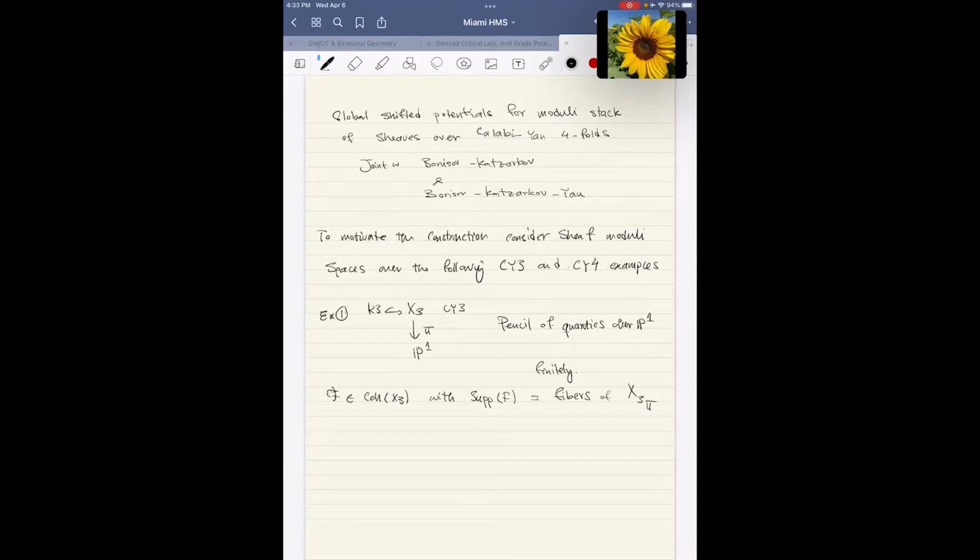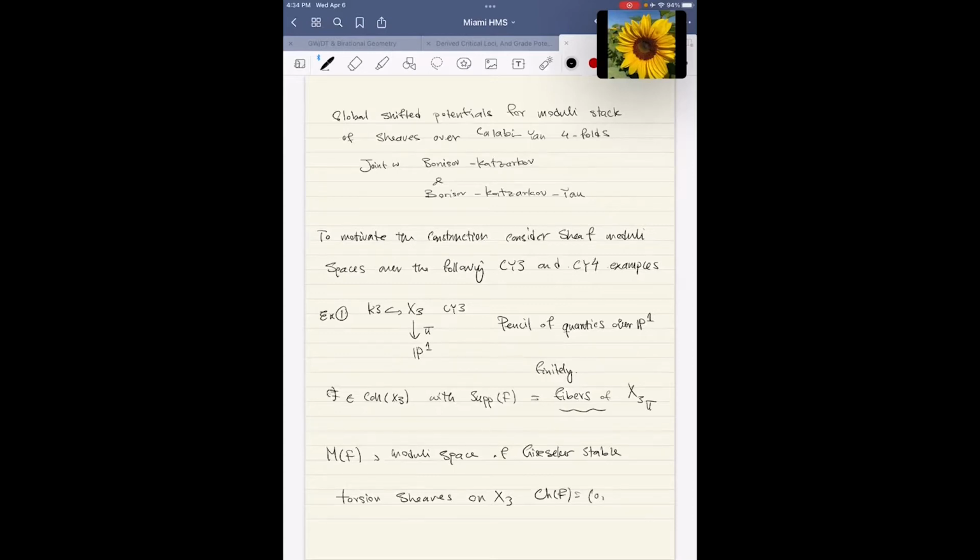So let us denote by M of F the moduli space of Gieseker stable sheaves. These are torsion sheaves. As you can see, they are not supported on all of X. They are supported on fibers of X over P1. So, Gieseker stable torsion sheaves on X3, and the Chern character of F should tell you where they are supported.